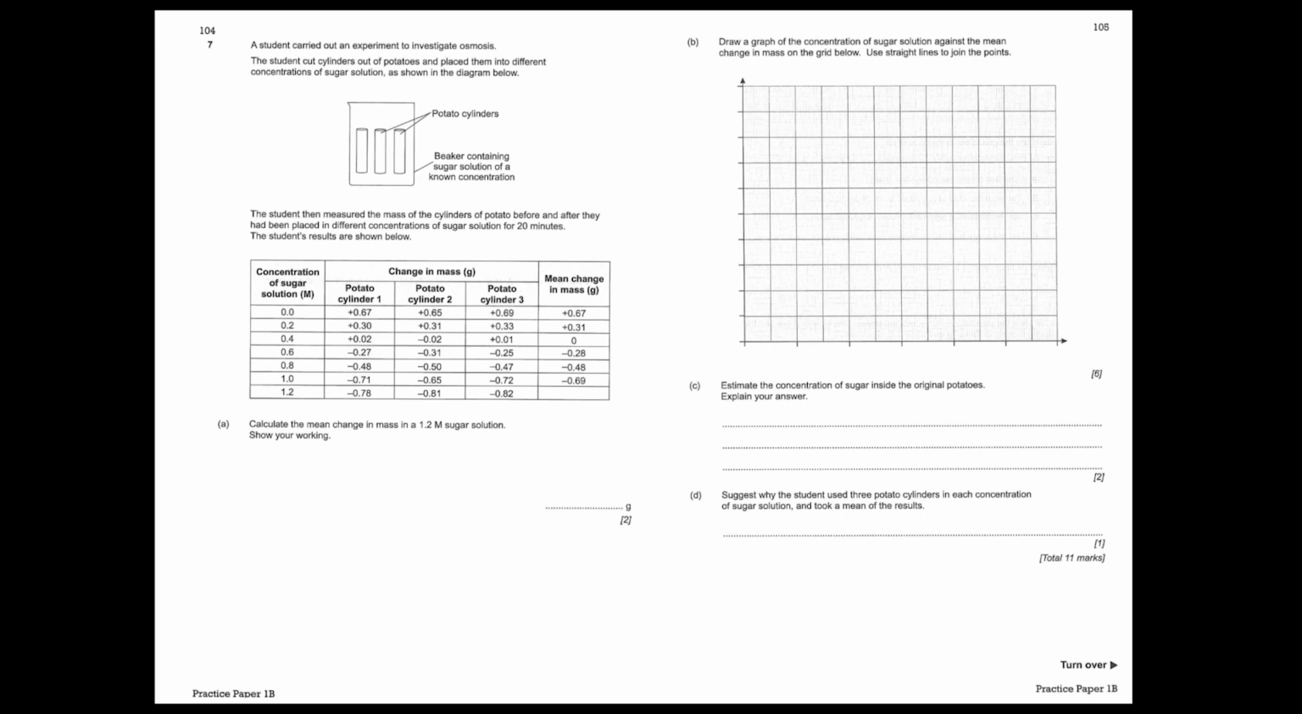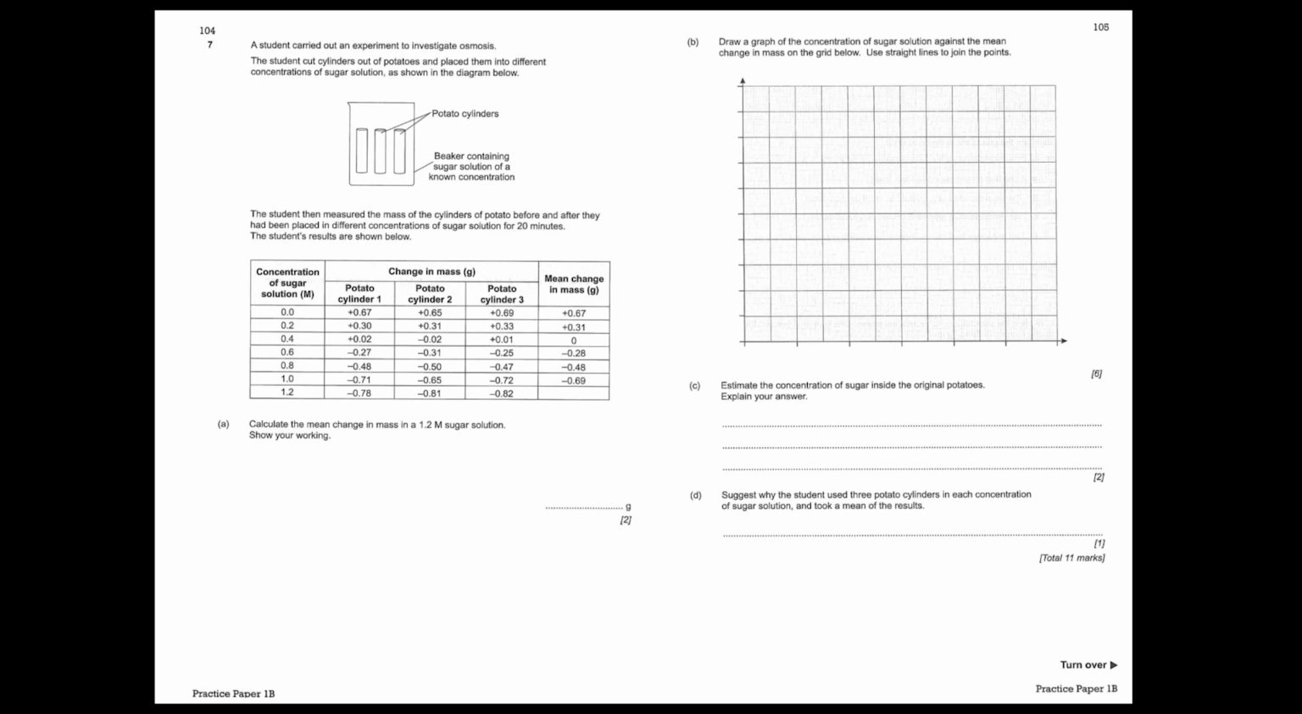So in the distilled water, so at zero concentration of sugar, we've got a significant increase in mass, and that increase in mass decreases and decreases and decreases down to the most concentrated sugar solution where the potato is losing quite a lot of mass.